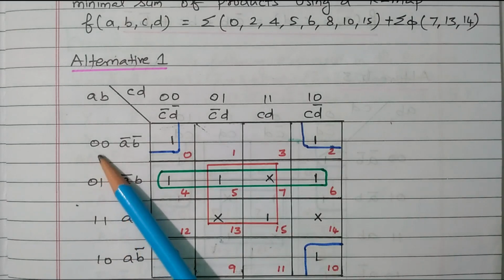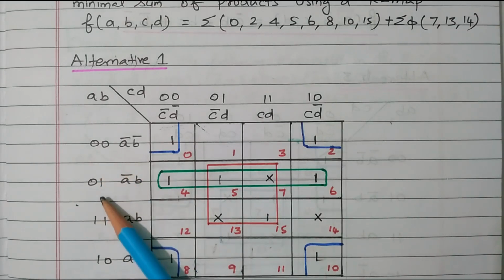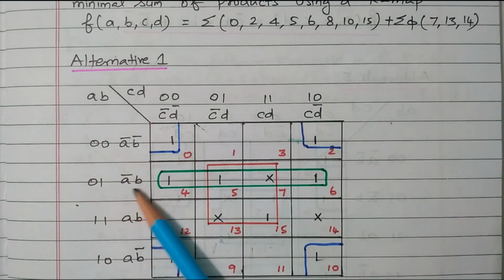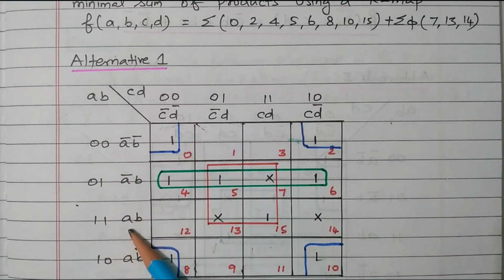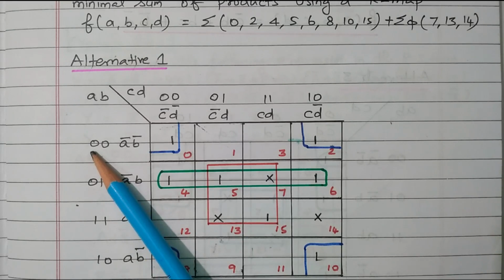So 0 0 means A bar, B bar. 0 1 means A bar, B. 1 1 means A, B. 1 0 means A, B bar. When A is 1, it is written as it is. B is 0, so it is B bar. Here A is 0, so A bar. So 0 means we need to take the complement, and 1 means we can write it as it is.